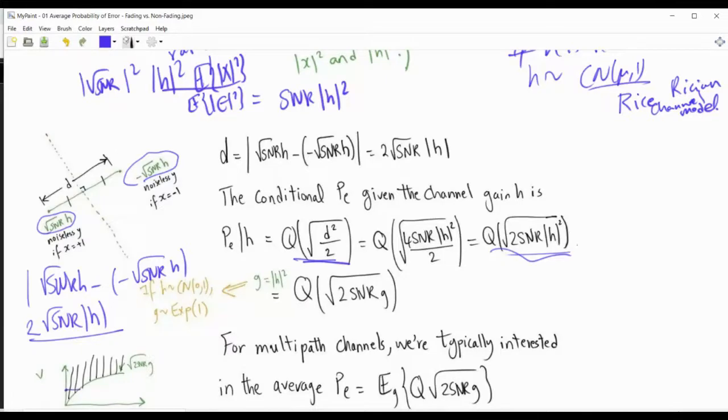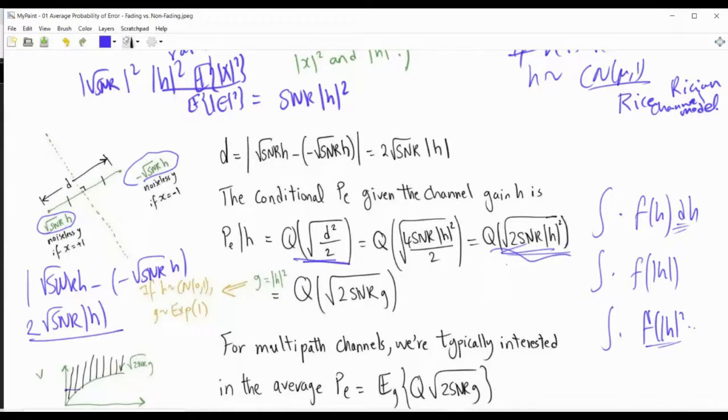so we take this thing and multiply by f of h, which actually will be a double integral, because h has a real part and imaginary part, or we multiply by the PDF of magnitude h, or multiply by the PDF of magnitude h squared. Well, you get the same result. Okay, but the most convenient thing is to think about this thing as a function of the magnitude of h squared, and to multiply by the PDF of the magnitude of h squared, because it's just an exponential.